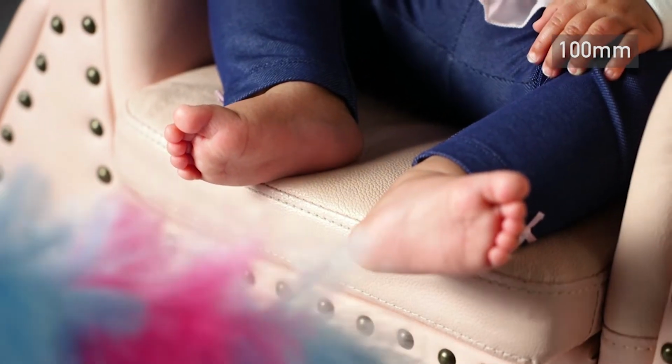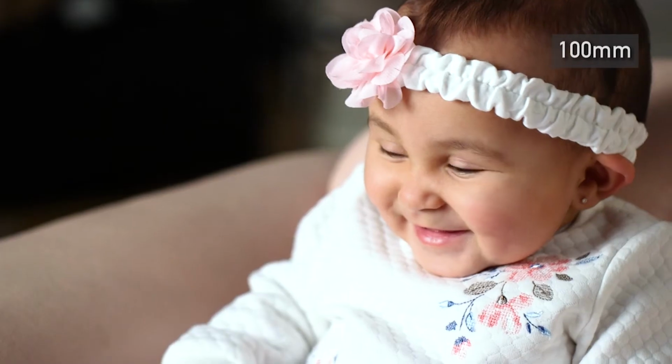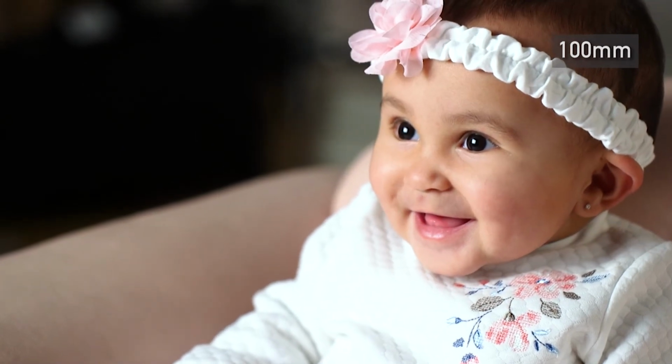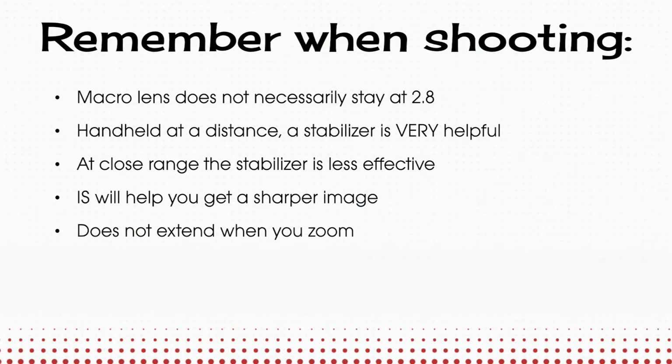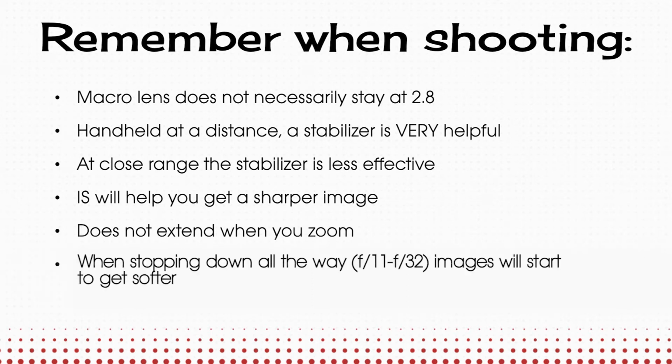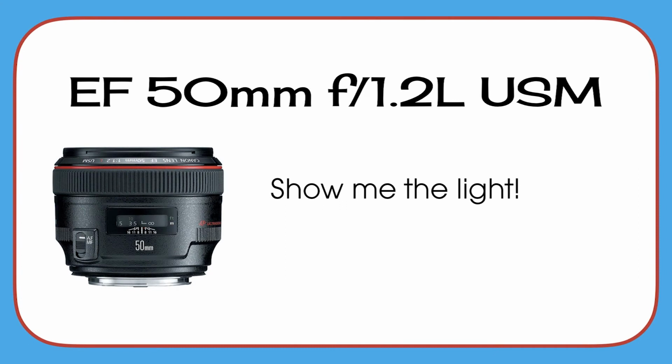So if you're doing macro use and you're hand holding, it's helpful to have a tripod or a monopod to keep things extra stable. Keep in mind, the lens itself does not zoom, so you have to move your feet when you're using this lens. And lastly, when stopping down to f11 or f32, your images are going to get a little softer, so just be aware of that.